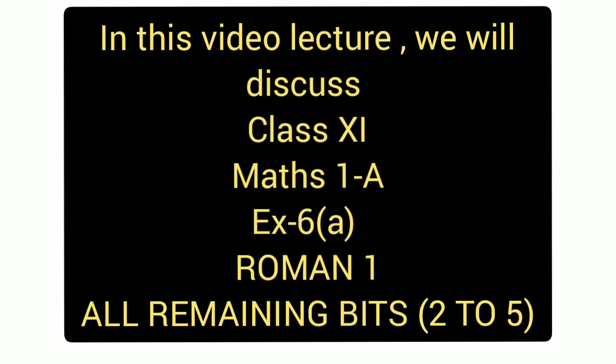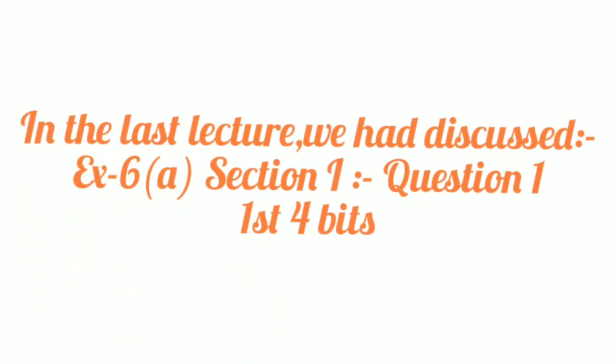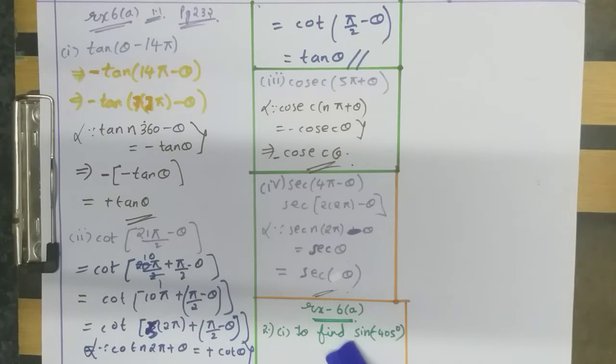So let us begin. In this video lecture, we will be seeing exercise 6A, section 1, question number 2 to 5. In the last video lecture, I had taught you section 1, 4 bits from exercise 6A. Now let us begin from question number 2 of section 1. So the first question is, find the value of sine minus 405 degrees. It is the first time in these 4 lectures that we are getting a minus sign in this sine.